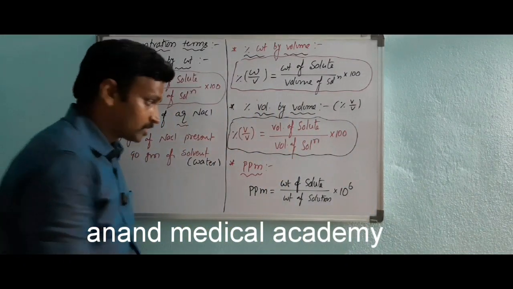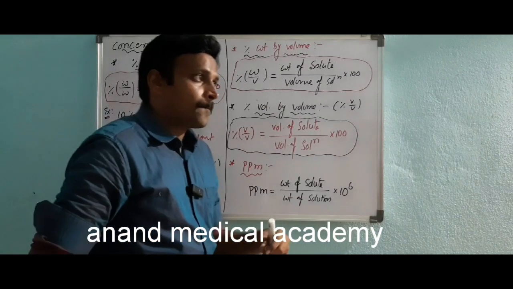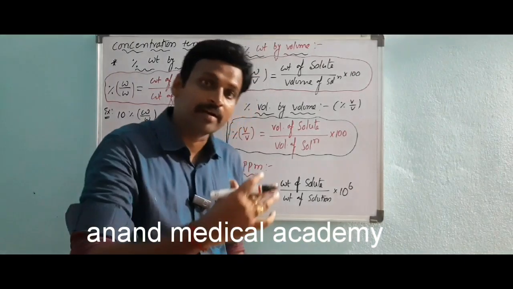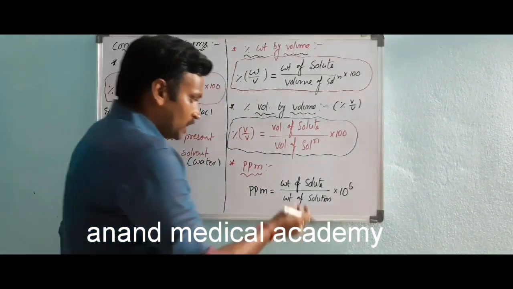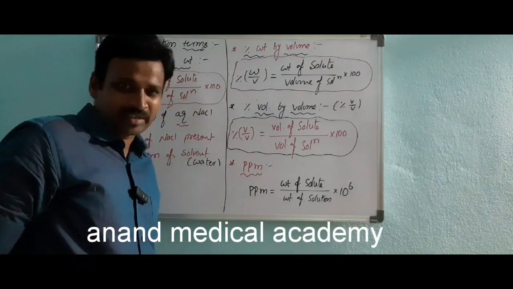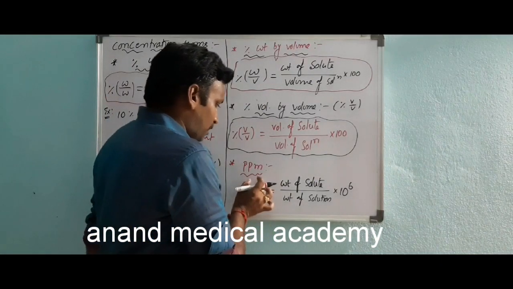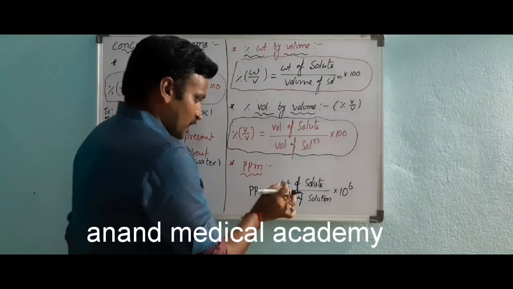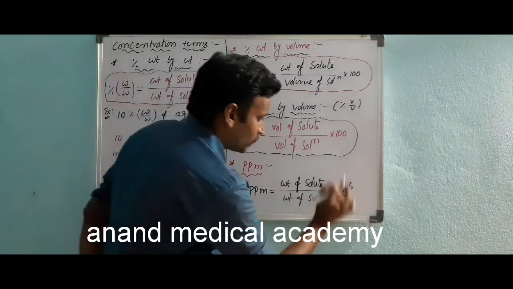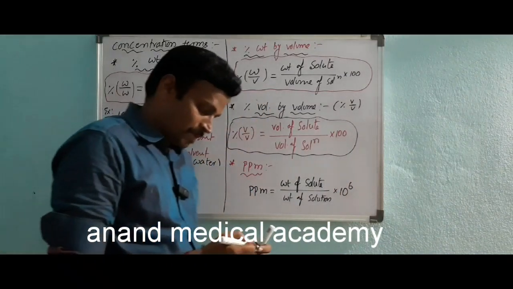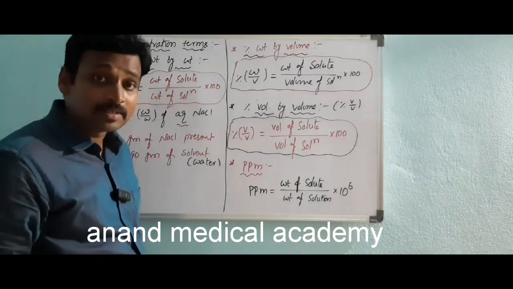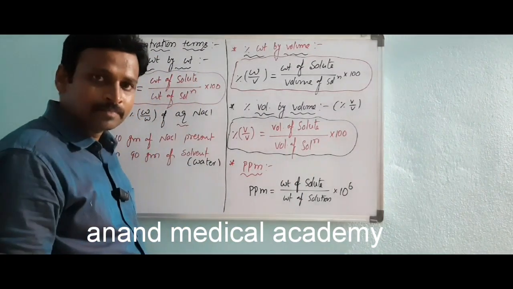Suppose 100 grams of calcium carbonate is present in 1 million parts. So here ppm we use for smaller concentrations. So ppm means weight of solute by weight of solution into 10 power 6, that is ppm, parts per million. I think it's very clear.